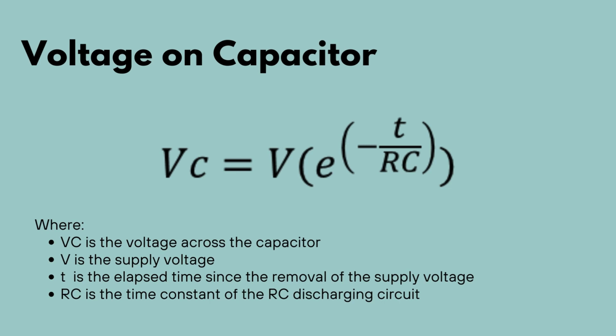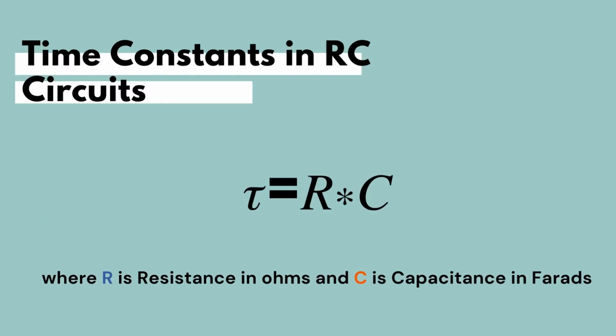The voltage on a capacitor that's being discharged is equal to V, which is the supply voltage or the voltage of the capacitor at its fully charged capacity, times e to the power of negative t over RC, where t is the elapsed time since the removal of the supply voltage, and RC is the time constant of the RC discharging circuit, where of course the time constant is equal to the resistance in ohms times the capacitance in farads, for both charging and discharging circuits.